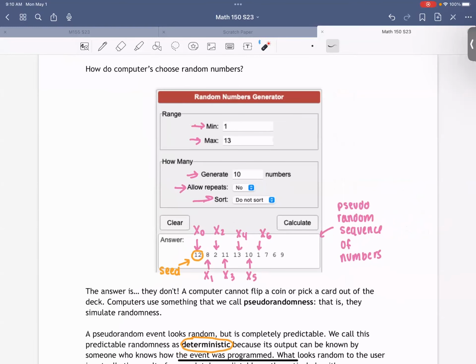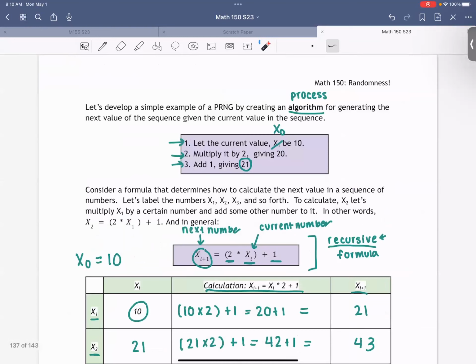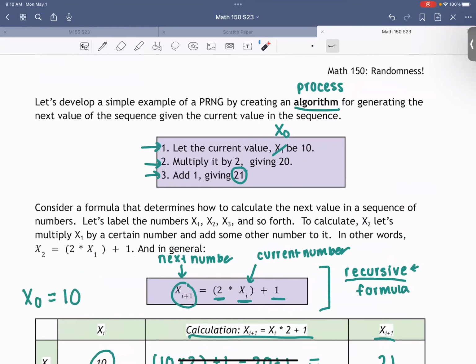Now, I gave you a very basic example of a pseudo-random number generator, and it can be described using 2 processes. The first one's called an algorithm, and an algorithm is just a list of steps that you follow. I said, let the seed, or the first number in the sequence, be 10. Multiply it by 2 and then add 1. After you do that, that number is the next number in your sequence, and then you just repeat it over and over again. So multiply by 2, add 1, multiply by 2, add 1.